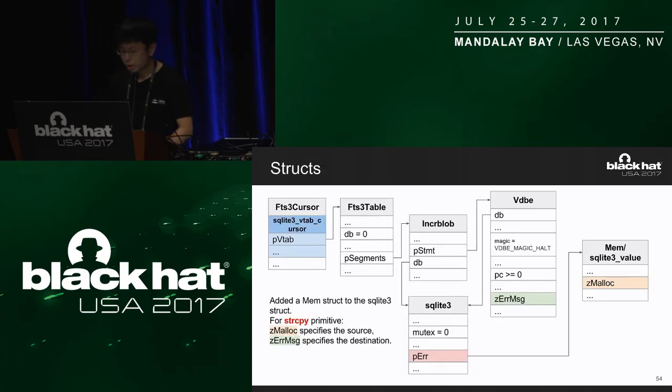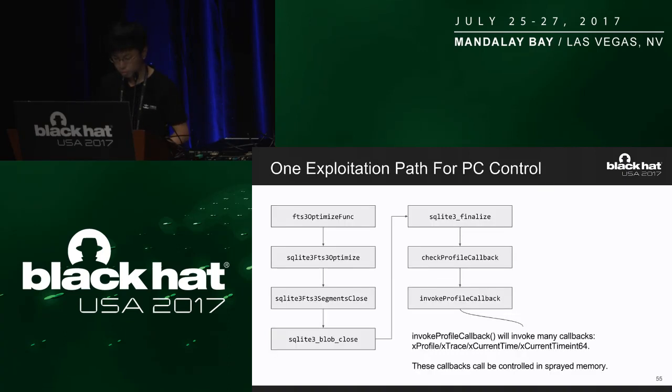To conclude, by constructing the six structures with proper members, we could achieve an arbitrary string copy primitive, which is equivalent to a read-write primitive. The source of the string copy could be specified in the zMalloc, and the destination can be specified in the error message. So arriving at this point, with arbitrary read-write, we almost can say we are done, because it's been well studied how to play with JavaScript objects with a read-write primitive.